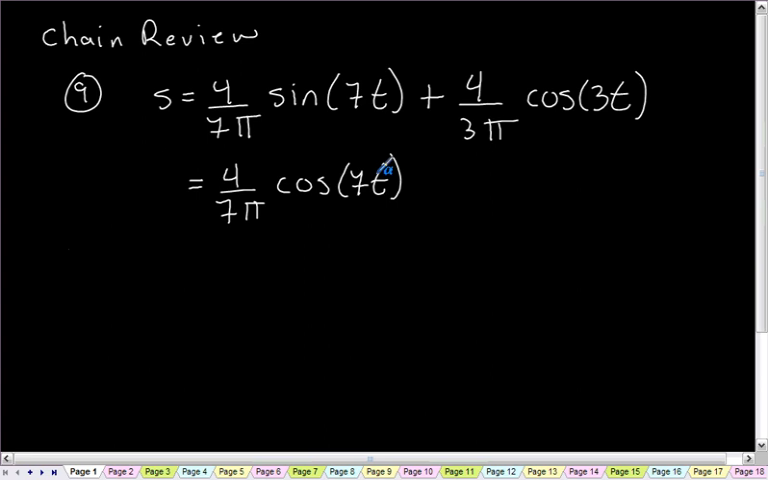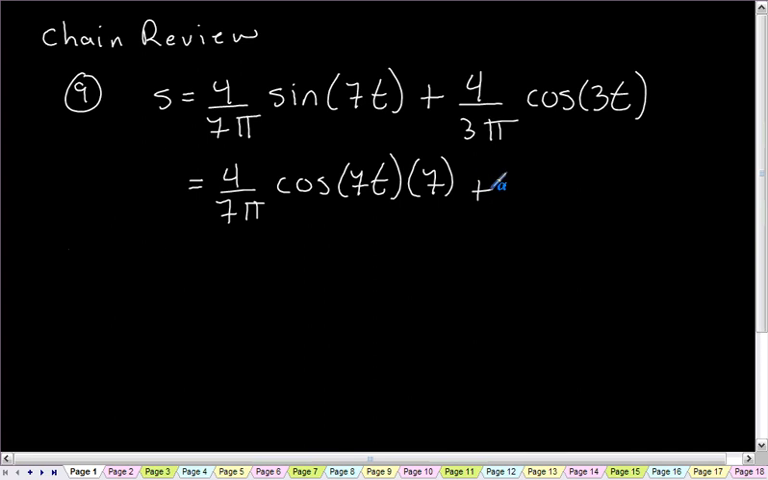Now we do the chain rule and we take the derivative of the inside. The derivative of the inside, 7t, just becomes 7. Because it's 7 times t raised to the first power, we take away 1, that makes that 0, the only thing left is 7. So this becomes that right there.